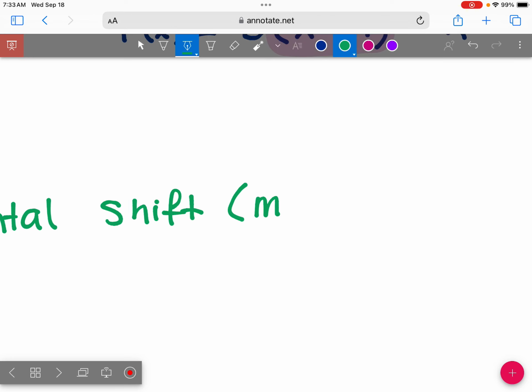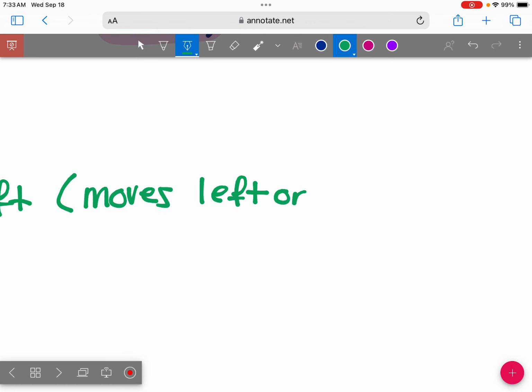Which means it moves left or right. If my h is negative, it moves left. If my h is positive, it moves right. Just like on the number line. Negative numbers are to the left, positive numbers are to the right.